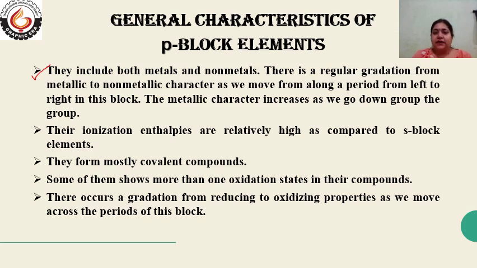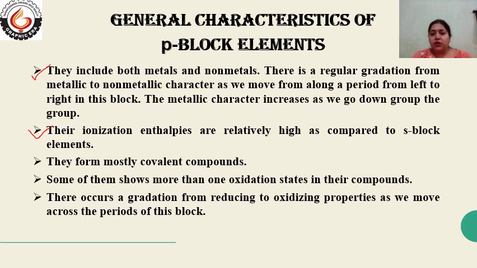The metallic character increases as we go down the groups. That means in a period, if we are going forward, the metallic character decreases, and in a group it increases. Their ionization enthalpies are relatively high as compared to s block elements. Obviously removing an electron is easier in case of s block elements, where the last electron enters into the s, but here the last electron enters into the p and it is very difficult to remove the electrons. So the ionization enthalpies are relatively higher.